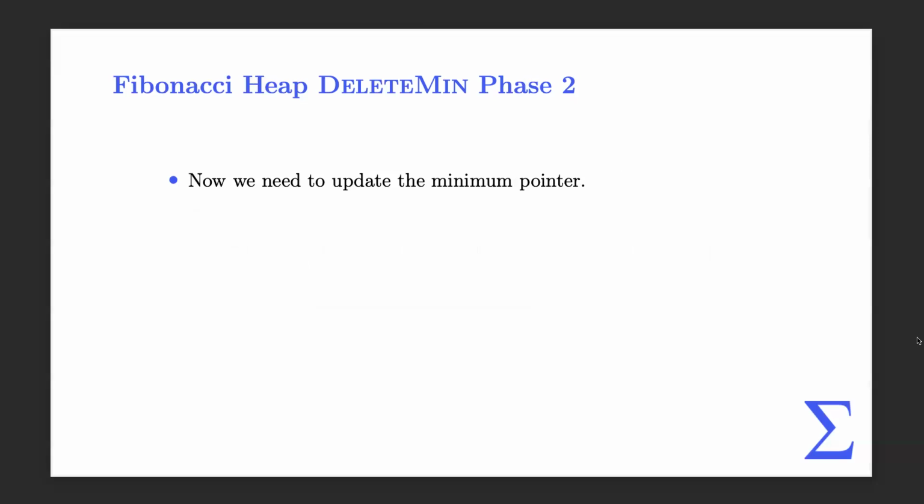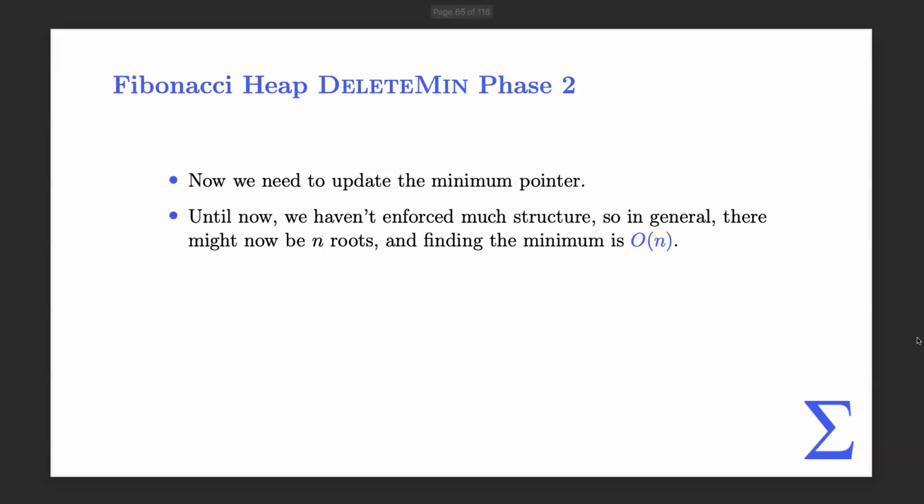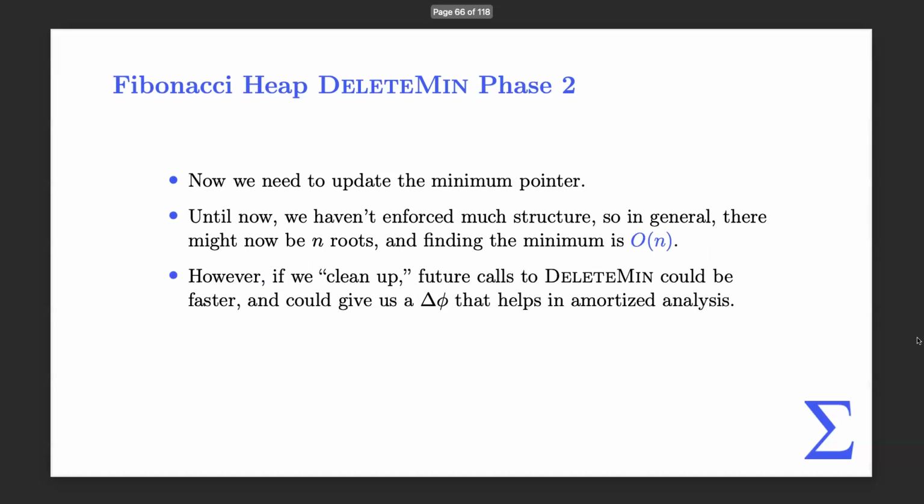Yeah, so then we need to update the minimum pointer, which there might be n roots, right? Because if we just inserted each thing separately, we would just have single node trees. So finding the minimum is worst case O of n. But we're gonna use the potential function again to smooth it out.